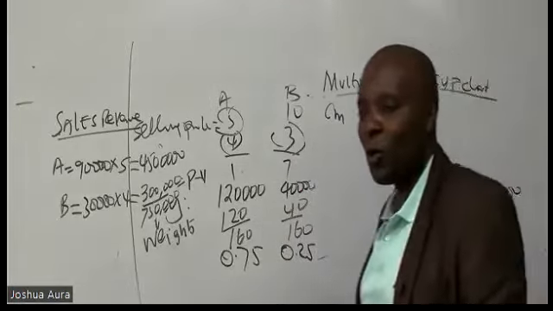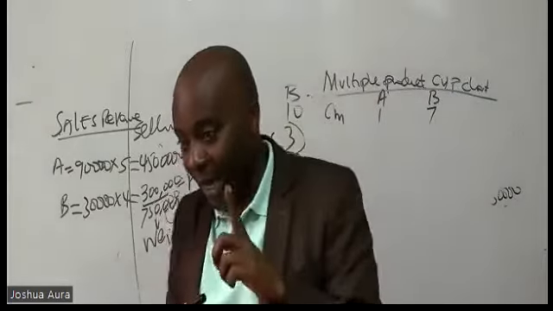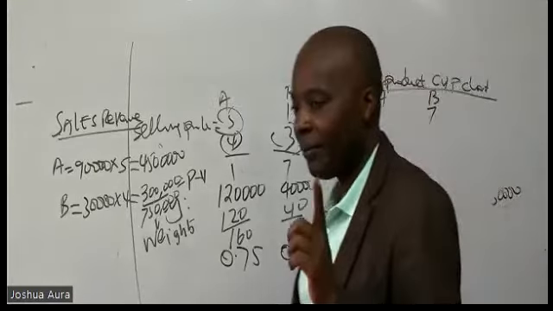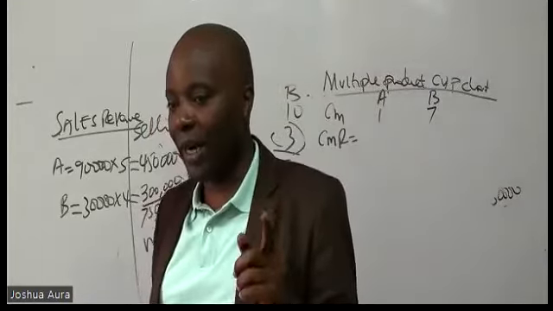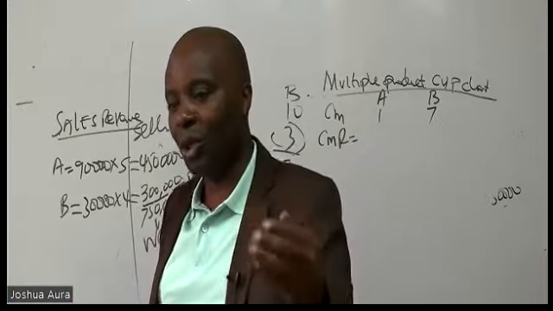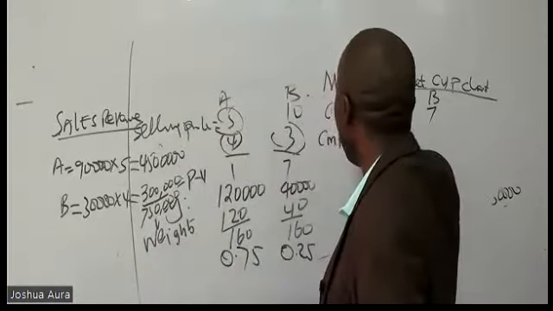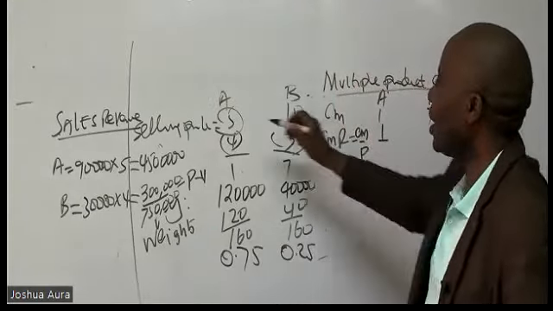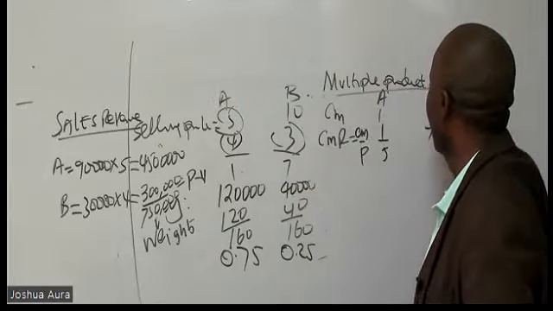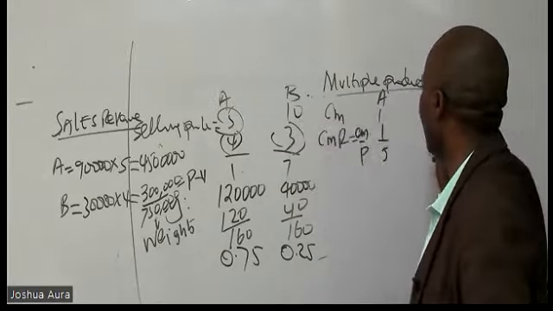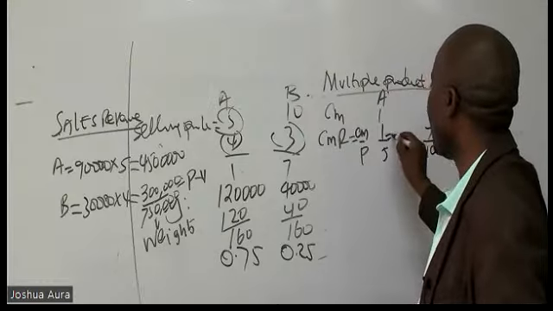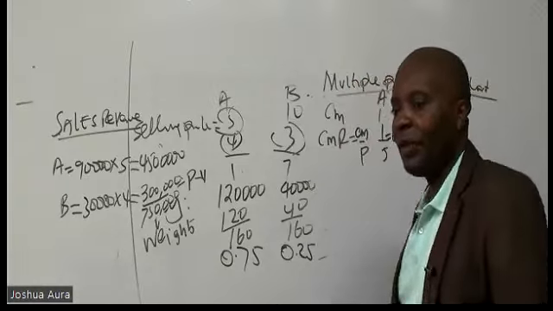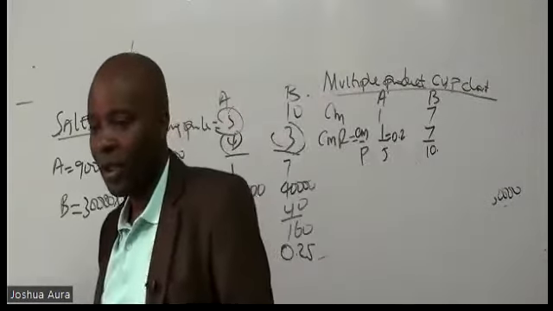And then step number 2, CMR. Do you remember the formula for getting CMR? It is contribution margin over price, right? So now this one here will be 1 over the selling price, that is 5. This will be 7 over the selling price, which is 10. So could you kindly give me these decimals? I think the first one should be 0.2.